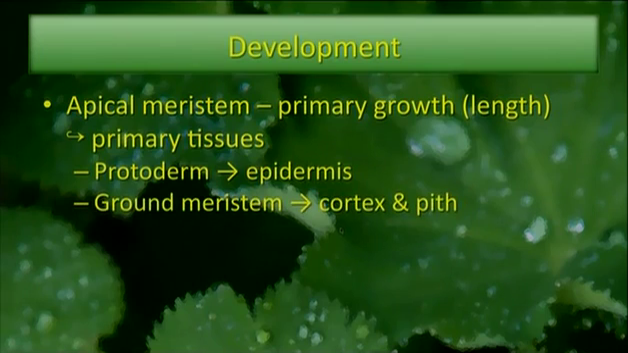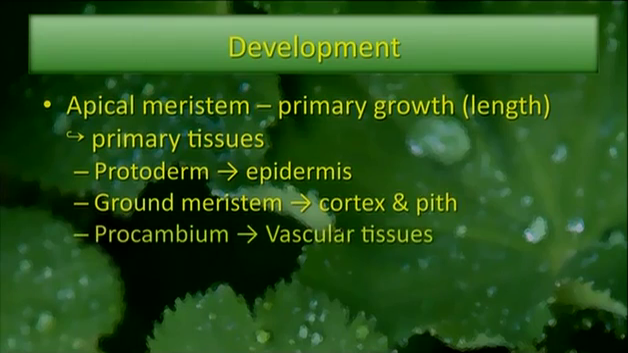Then you have another primary tissue called the ground meristem. From the ground meristem you have the cortex and the pith developing. These are mainly parenchyma tissues, which either store or manufacture food. Thirdly, you have the procambium, which becomes vascular tissues. The procambium produces primary xylem and primary phloem.